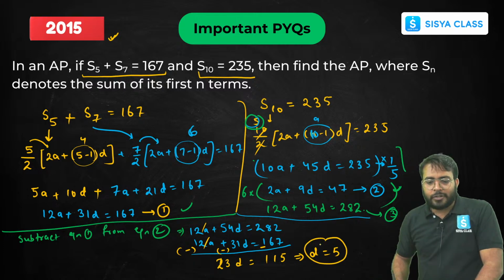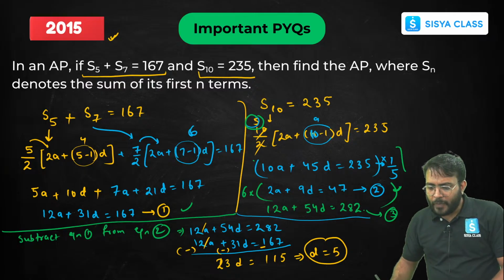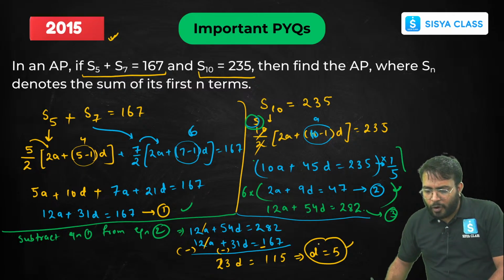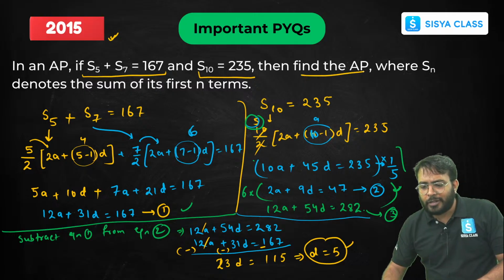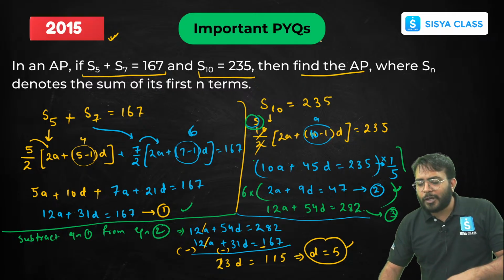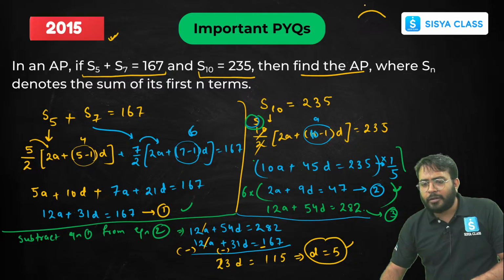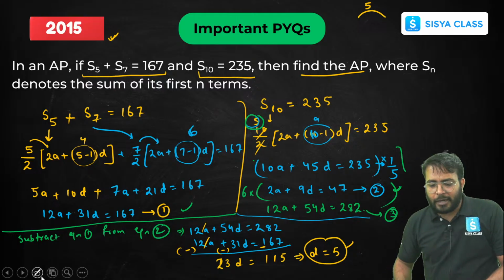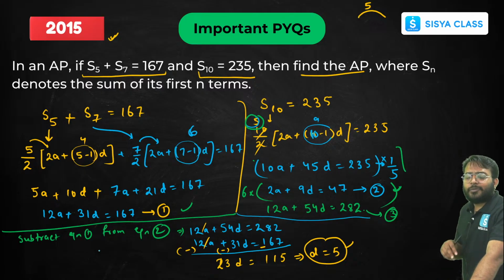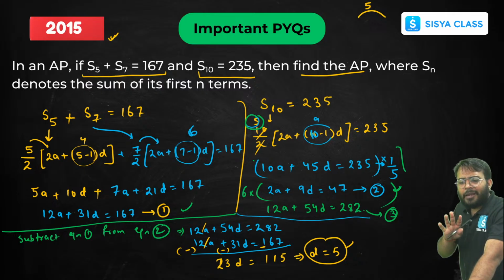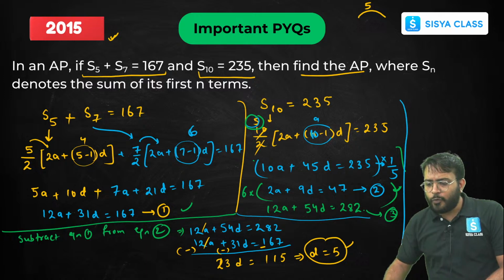Once you get the value of d, now you can find the value of a. Here you need to find the AP. Now you got the common difference, that is 5. I just need to find the first term now. How can you get it? Just substitute your value of d in any equation, either equation 1 or equation 2, and you will get the value of a.